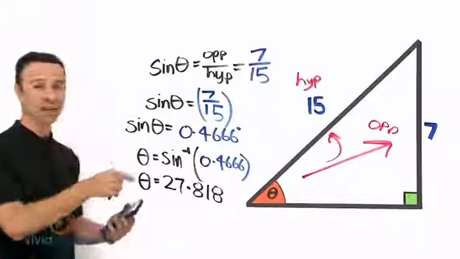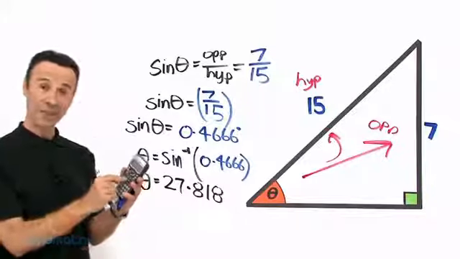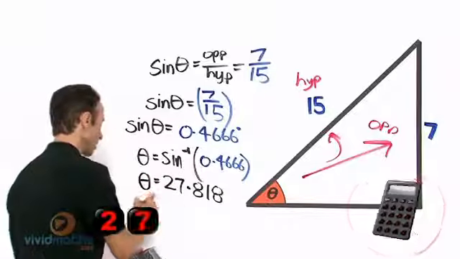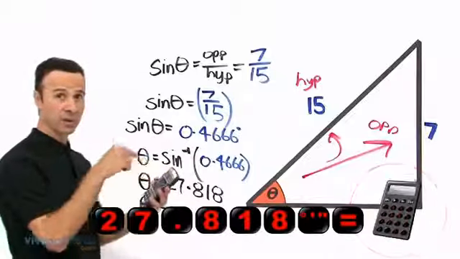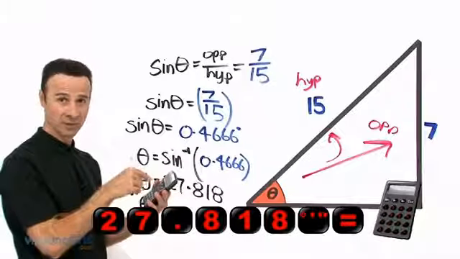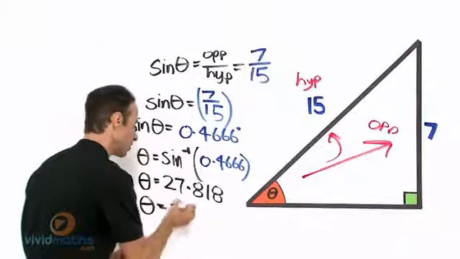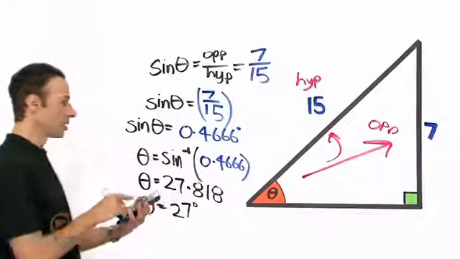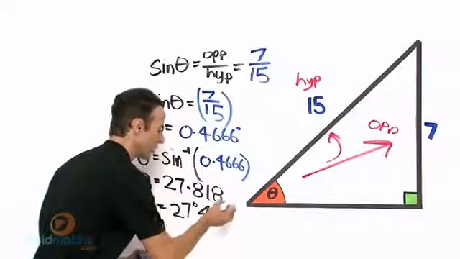The way to do that is second function DMS, or second function degrees, minutes, seconds. There's a button there on your calculator. So depending on your calculator, you go theta equals second function DMS, and then press equals. And your answer will be turned into 27 degrees and 49 minutes.